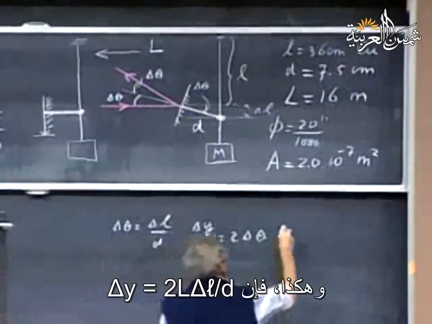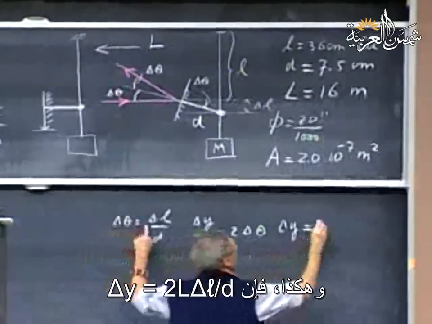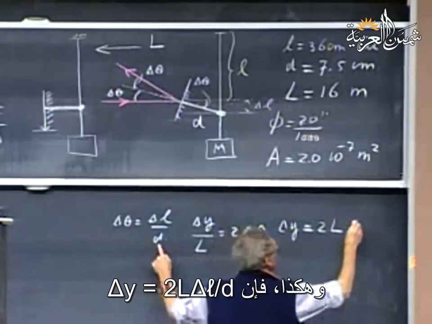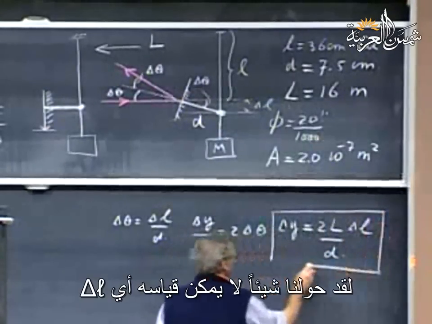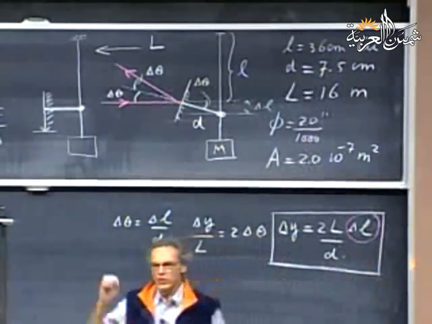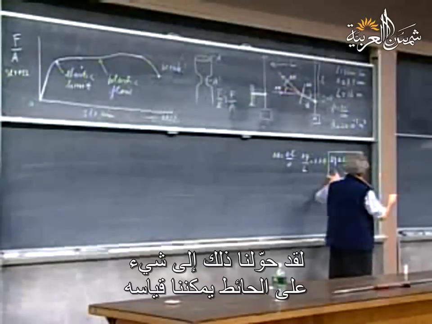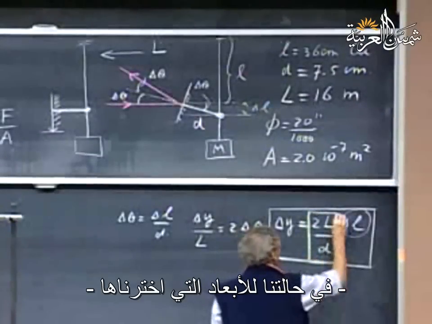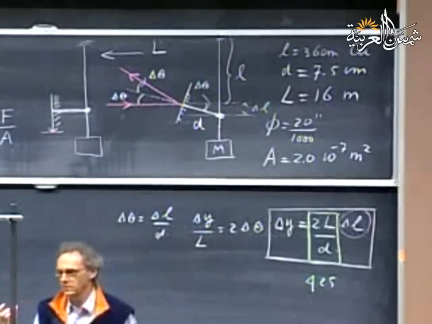And so delta y equals 2L delta theta, which is 2L times delta L divided by D. And look what we have done now. We have converted something that is immeasurable, delta L, which is fractions of millimeters, to something on the wall that we can measure, because this ratio 2L over D, for the dimensions that I have chosen, is about 425. It's like a magnification factor.